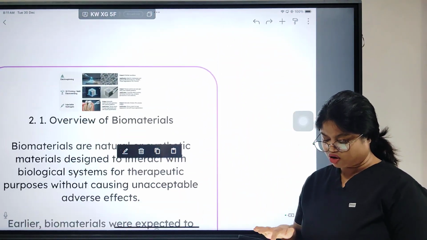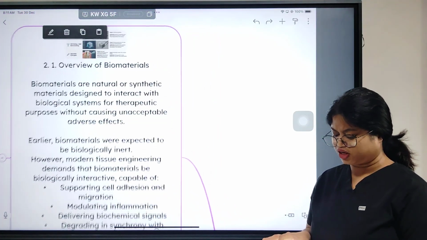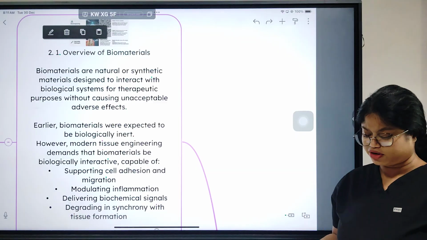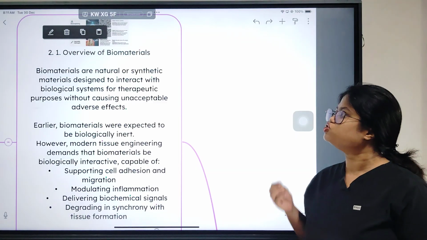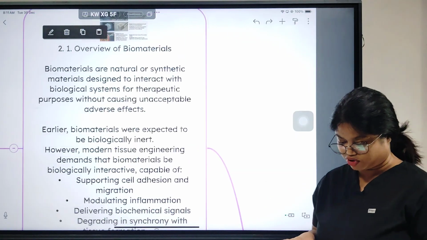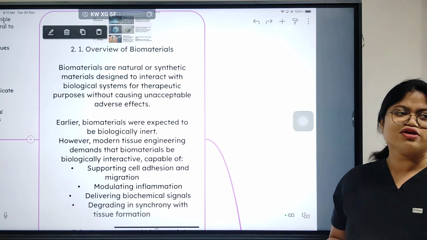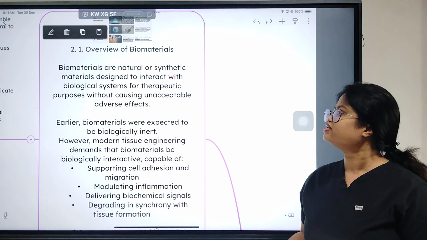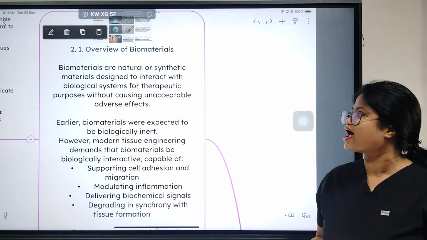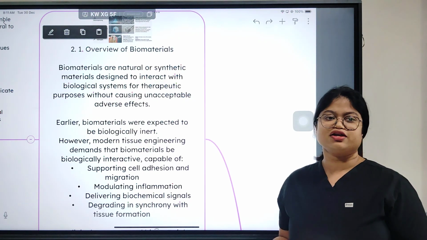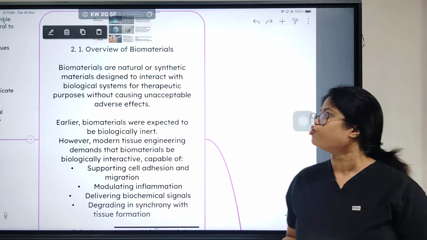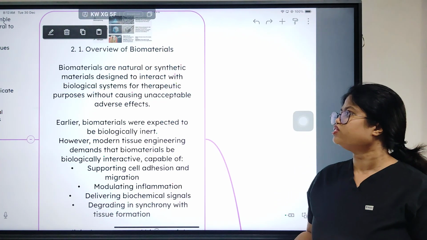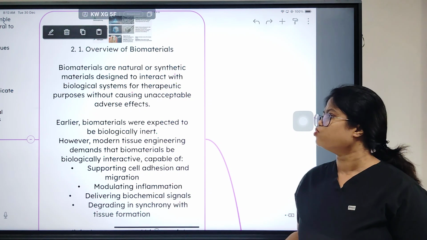Next comes the overview of biomaterials and classification of scaffolds. I have already talked about it in the module of biomaterials at MIT, but I will cover a small gist of it. So we all know that biomaterials can either be natural or synthetic. These are the materials that are designed to interact with biological systems, whether it is systemic tissue regeneration or oral tissue regeneration, for therapeutic purposes, without causing any adverse effects.